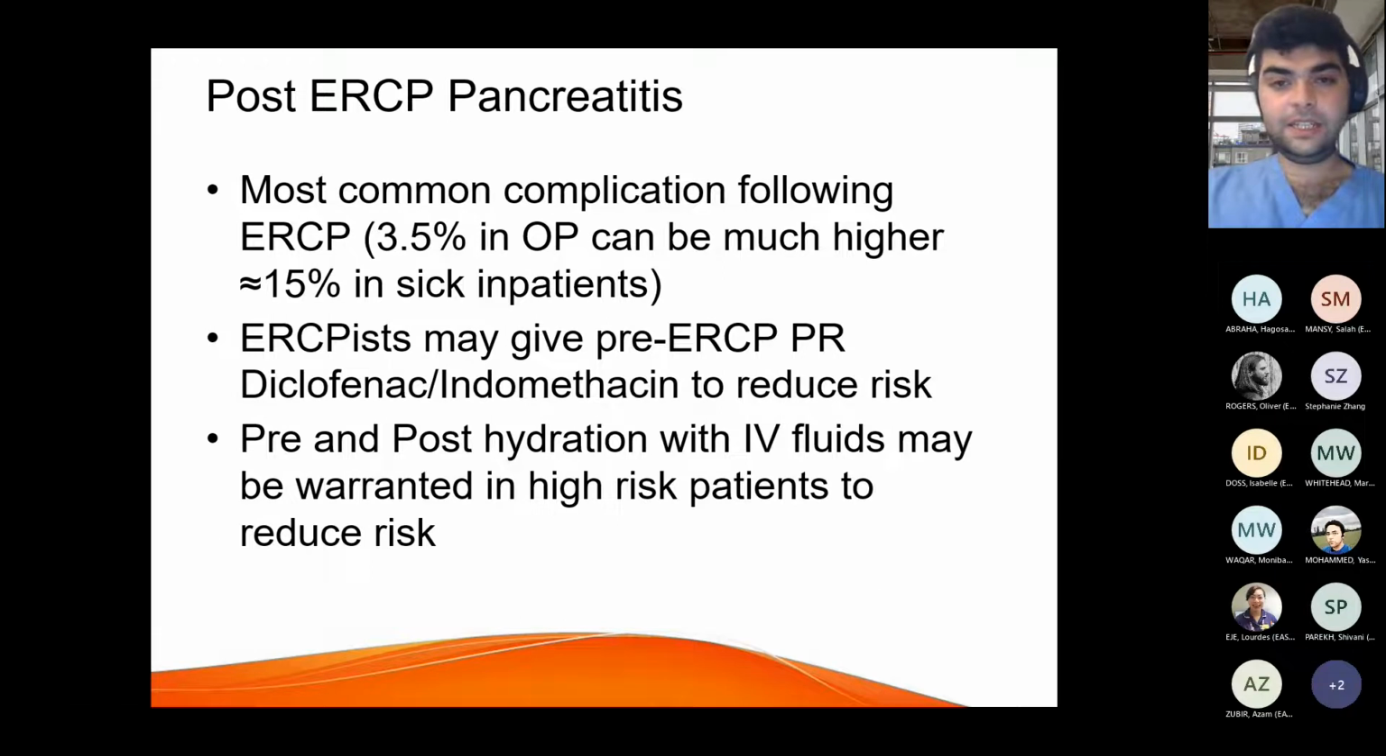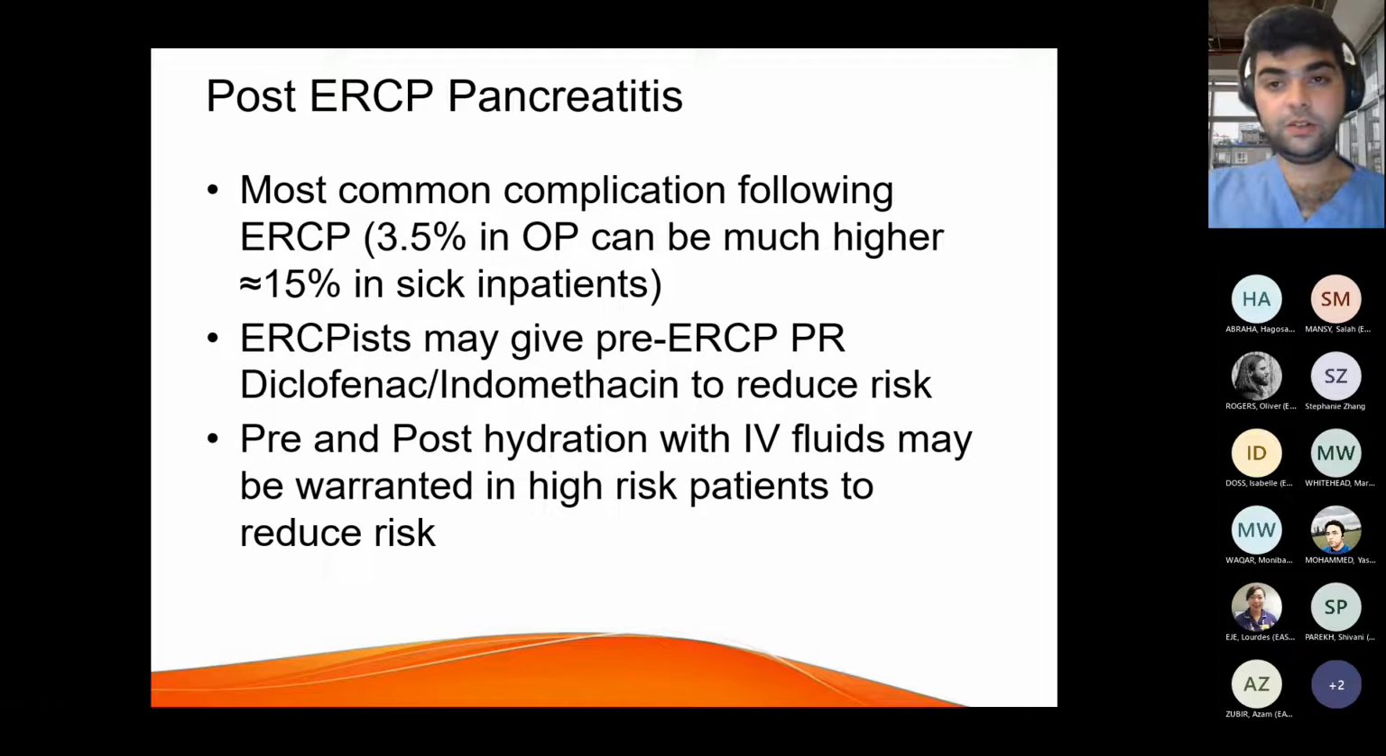As I mentioned earlier, the commonest complication of ERCP is pancreatitis. In outpatients, the risk is lower, but in your sick inpatients who are elderly with a lot of comorbidities, it can be 15% or higher. This is the main reason why, if we say we are worried about a patient and they're not fit enough for an ERCP, it's mainly because we're worried about the risk of post-ERCP pancreatitis.